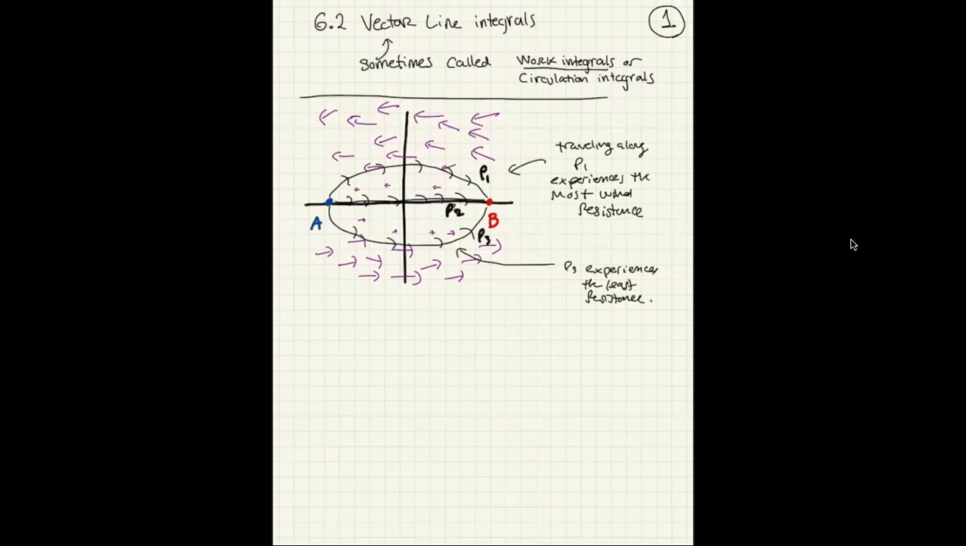Today, we'll learn how to set up integrals that compute exactly, as you go along a curve, how much you've fought or gone along with an existing vector field on the plane. So today, the amount of resistance will be mathematically modeled by the following integral.